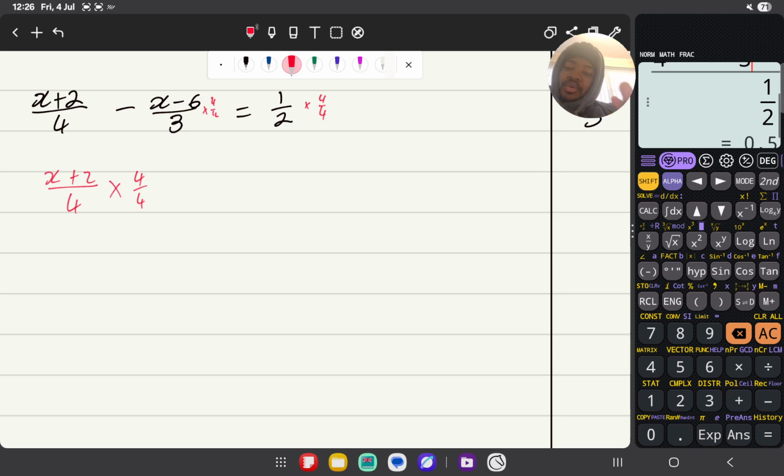No, wait. We have the right idea, but the wrong execution. So I'm going to remove this. So yes, we are still going to multiply.